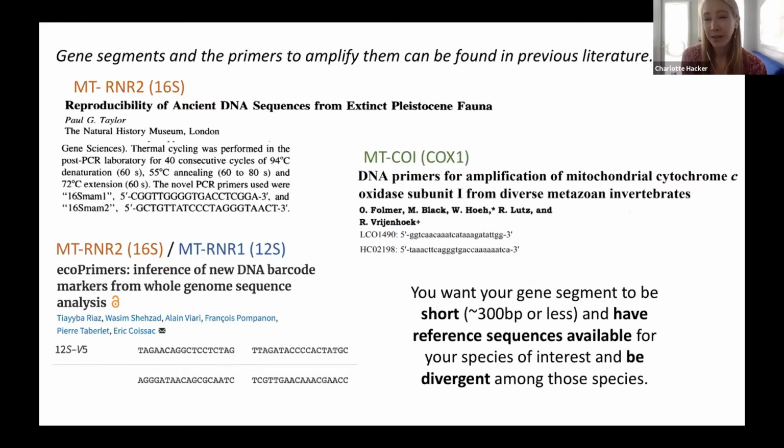And remember, because we're working with degraded DNA, because it's found in scat, you're going to want a shorter gene segment. About 300 base pairs or less is typically pretty common. Some people prefer even lower than that. And you want to make sure that you have reference sequences available for all of your species of interest, so your possible prey species, for that particular genetic marker that you choose to use, and that the genetic marker is divergent enough between all your different species to ultimately be able to discern them all.